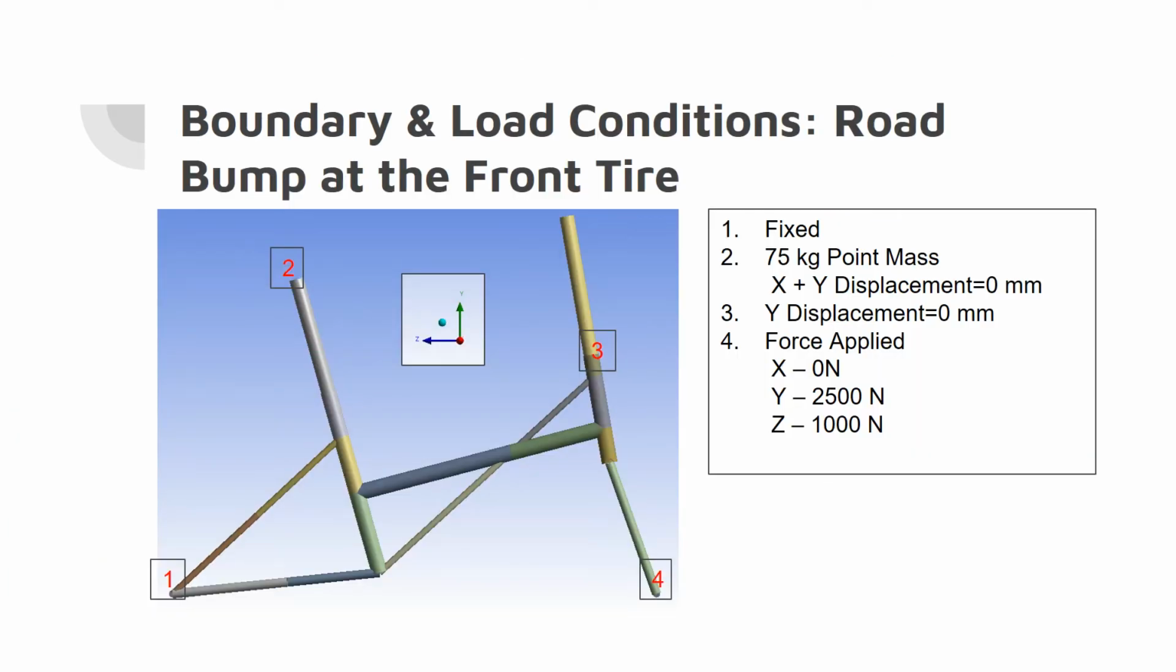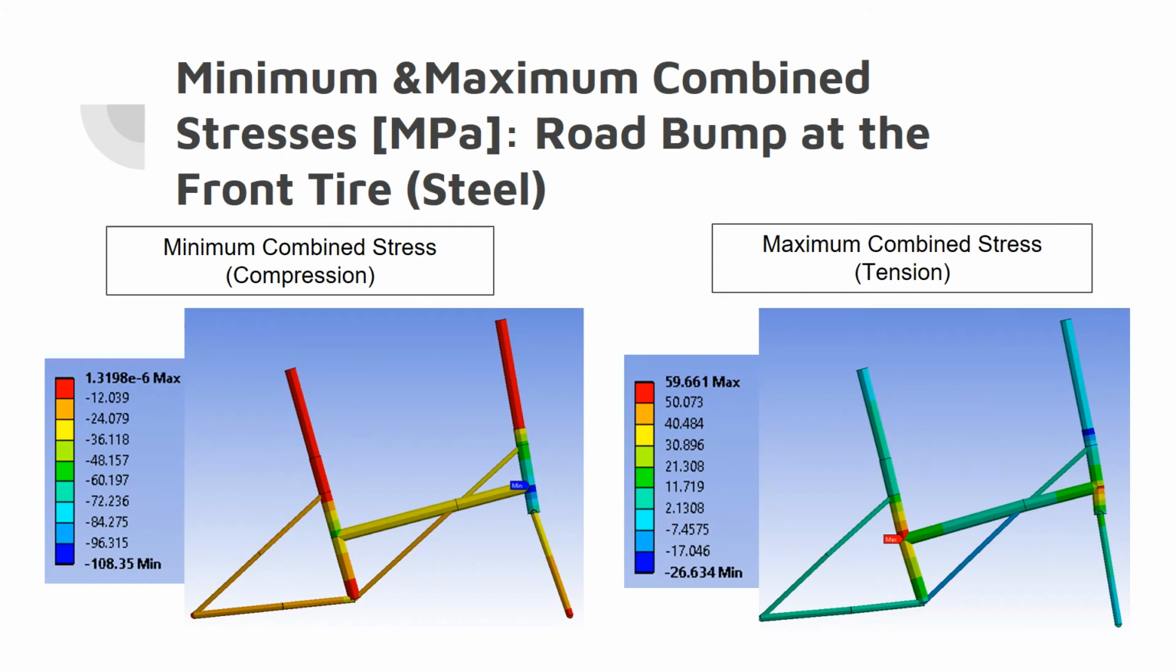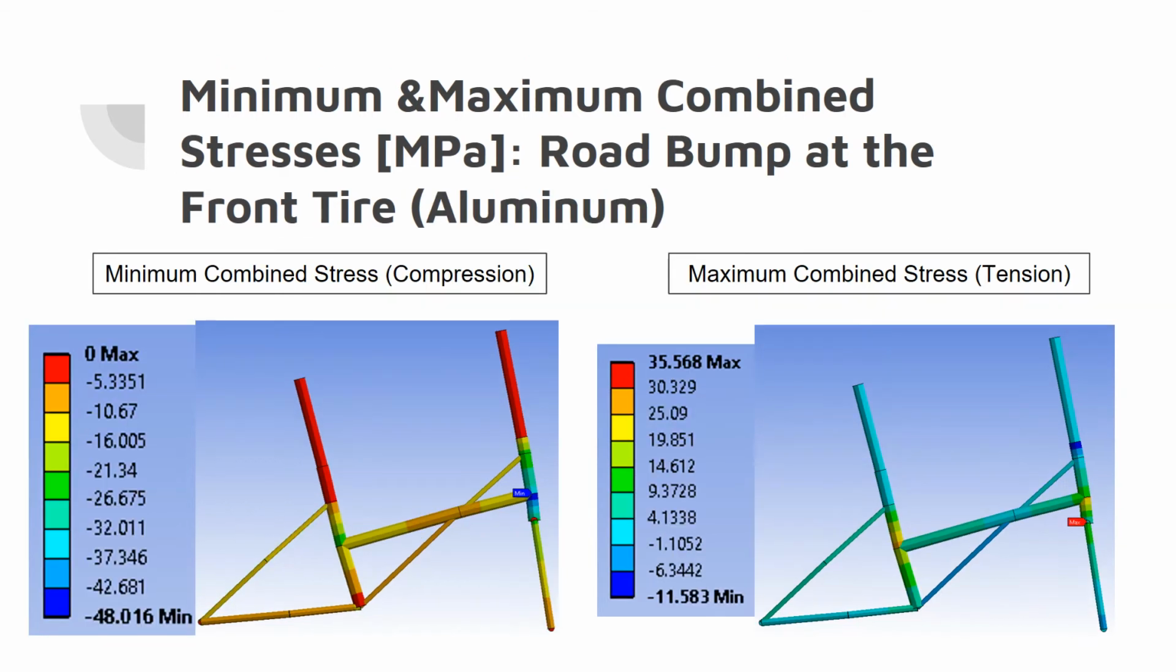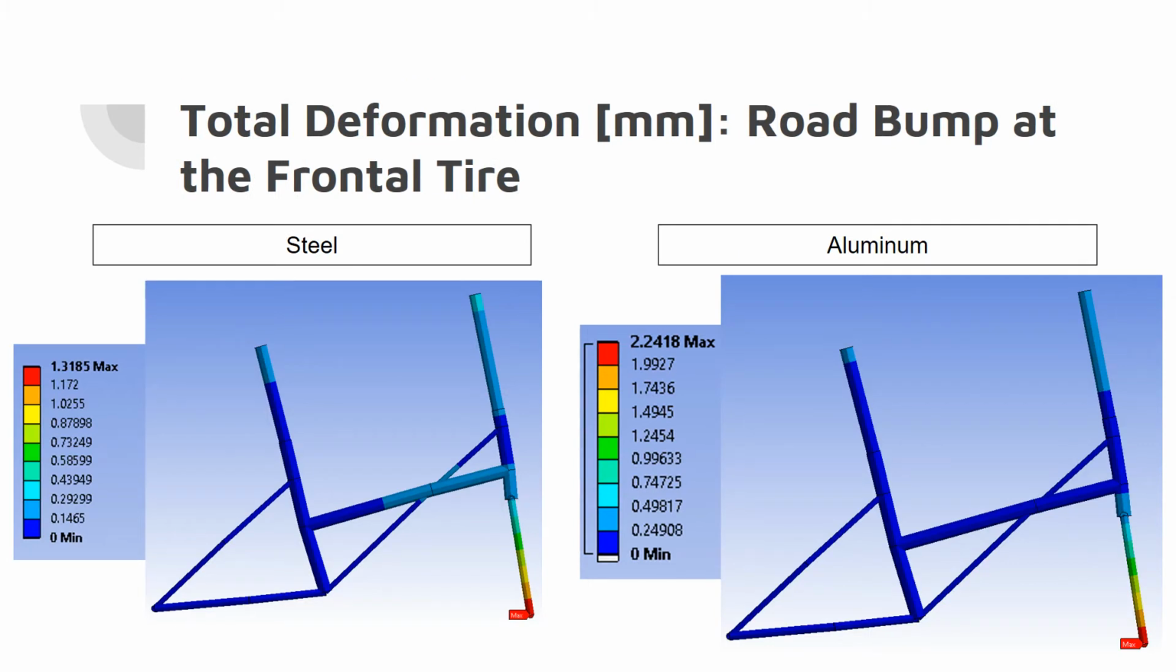Conditions for the road bump at the front tire include a positive force applied in the Y and the Z direction at 0.4. Here is the combined stress distribution for the steel frame, and we can see the maximum stress occurs at the back of the bike, whereas the minimum occurs at the front. Here is the combined stress distribution for the aluminum frame, and like the last load, it has lower extremes compared to the steel frame. Here is the total deformation for both frames, and again, the aluminum has a higher deformation.